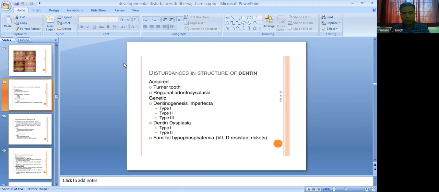Genetic pattern due to the deficiency of factor type 1, type 2, and type 3. Then we have dentin dysplasia type 1 and type 2. Then we have familial hypophosphatemia, that is the vitamin D resistant rickets.